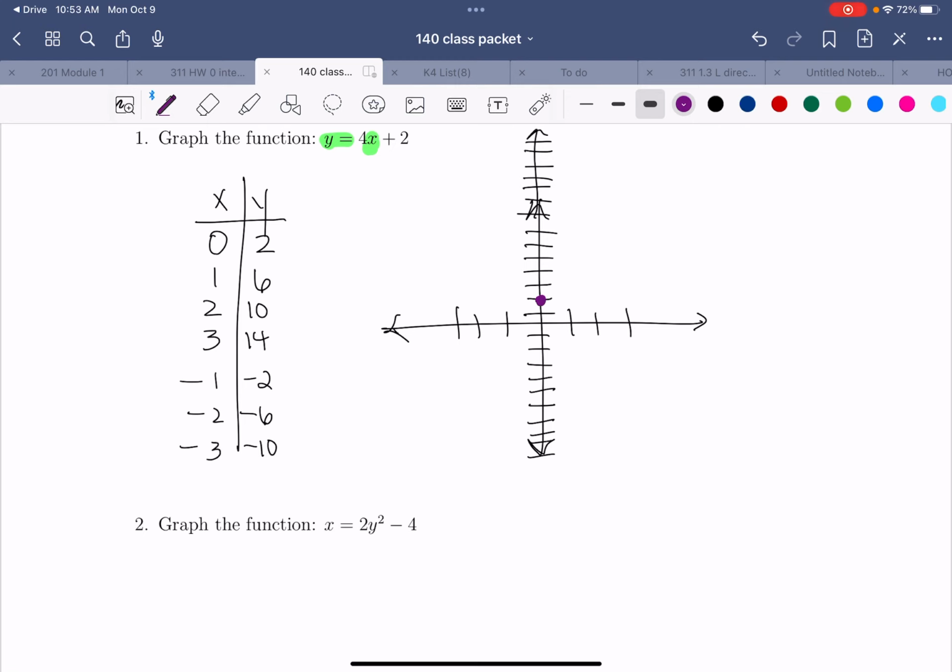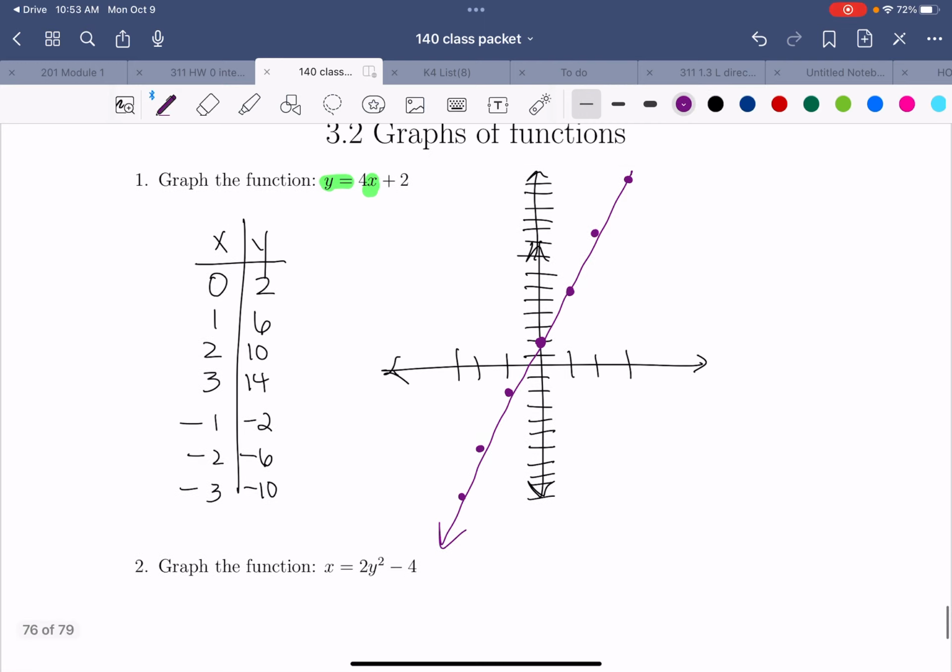1, 6 goes about here. 2, 10 goes here. And 14 was my top number up here. When we go to -1, we go down to -2, so there's our next point. -2, we head to -6. And -3, -10. And you can see that these are kind of in a line. Okay, the better I sketch, the more accurate it is.